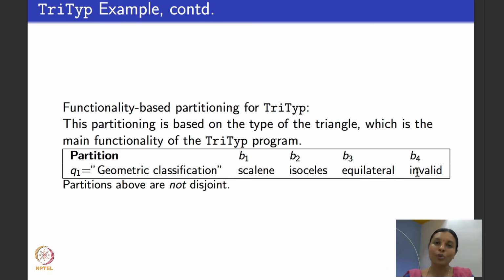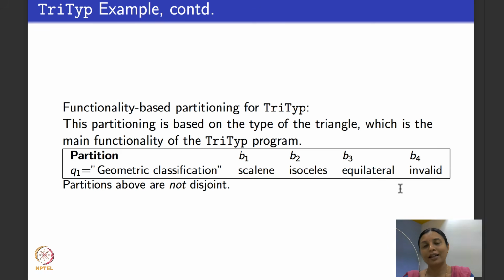So a functionality-based approach will consider the functionality of a program. What is the main functionality of the program, and try to come up with a characteristic based on the functionality. In the case of the type of a triangle, the functionality was the type of the triangle itself. So here is one partitioning. I say my criteria for partitioning is the classification for the type of a triangle, and then there are 4 partitions. The 3 sides are such that the triangle is scalene, the 3 sides are such that the triangle is isosceles, the 3 sides are such that the triangle is equilateral, and one of the sides, or maybe more than one of the sides, are such that the triangle is not a valid triangle.